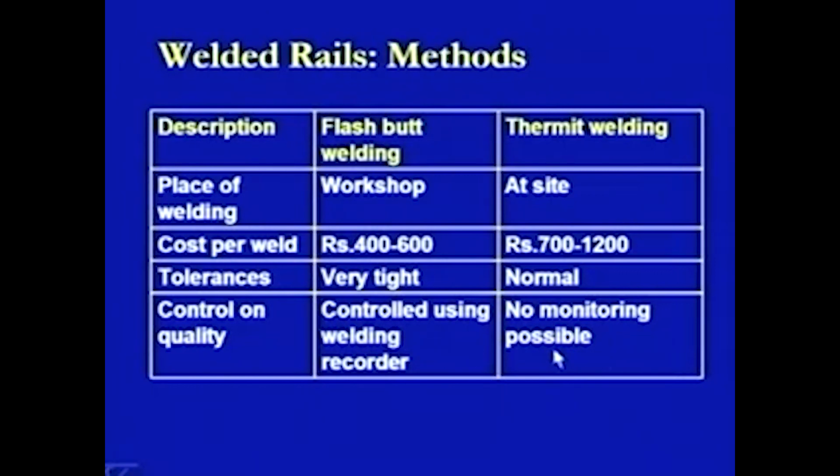So, that is a comparison between the two types of welding processes, and what we found is that the flush butt welding process is of course cheaper, but at the same time is also providing a better quality of weld as compared to the thermite welding process.